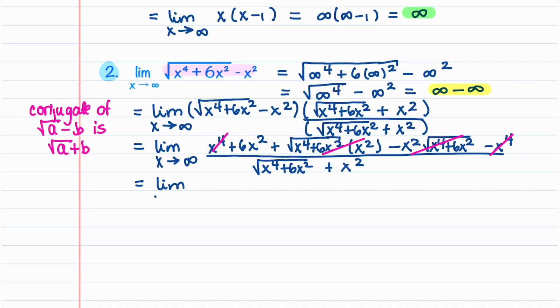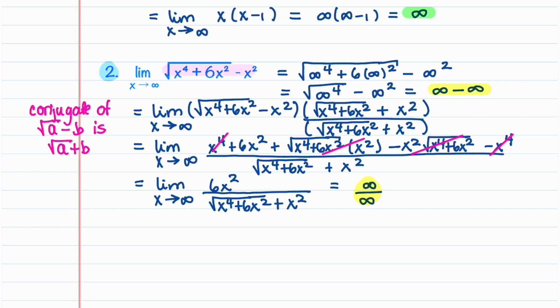This is the limit as x goes to infinity of 6x squared, all divided by the square root of x to the fourth plus 6x squared plus x squared. Now we're going to have to plug in infinity again and see what we get. When we plug in infinity, on the top we get infinity, and on the bottom we get infinity. So now we have another indeterminate form, infinity divided by infinity.